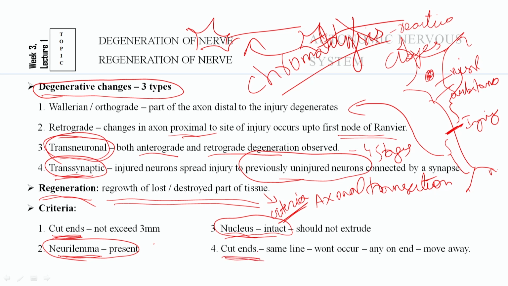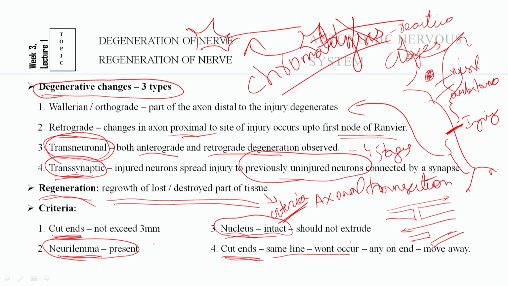Whenever a cut takes place, the severed transection of the neurons, the cut ends should be aligned in the same plane. In case the cut ends are aligned in a different orientation, then the regeneration won't occur in the neuron. So the cut ends must be aligned in the same line so that the regeneration will take place.